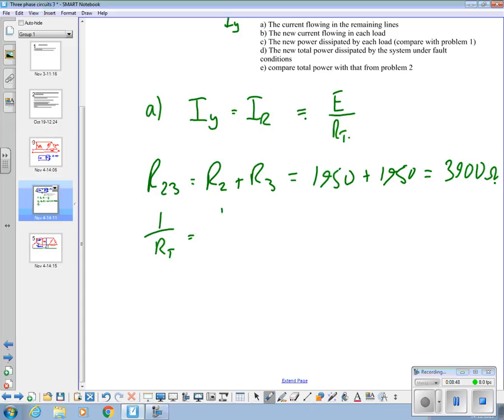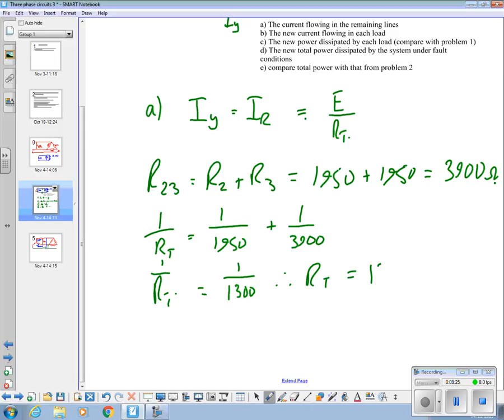Does that make any sense whatsoever? Yes. 1 over 1950 plus 1 over 3900. Okay. So RT equals, and you've done that maths and pushed the buttons. Yeah, 1 over RT is equal to 1 over.